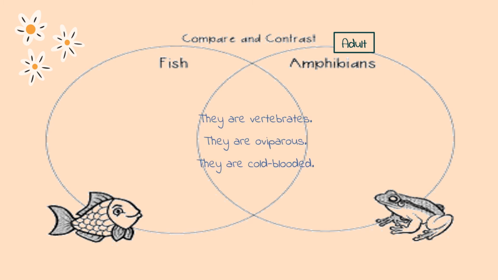Both fish and amphibians are vertebrates. They have a vertebral column. Both lay eggs, so both are oviparous, and both do not have a fixed body temperature, so both are cold-blooded.